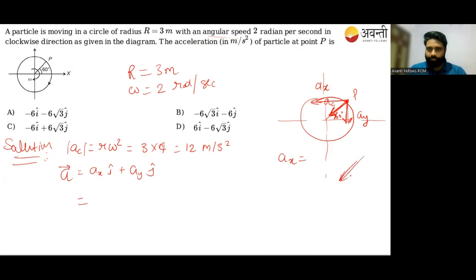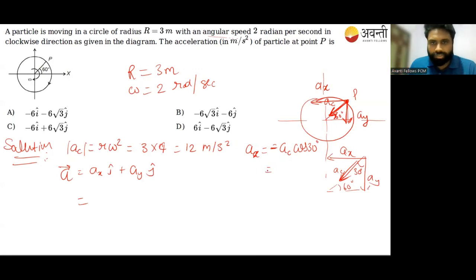This is the acceleration. This is the angle 60 degree. So this angle would become 30. Okay, and this is AX, this is AY, and this is AC. So from here, you will resolve it. This AX here is minus of AC cos 30, which is the value of AC. What is the value of AC? It is 12, minus 12 cos 30, which is root 3 by 2. It is 6, so it is minus 6 root 3.